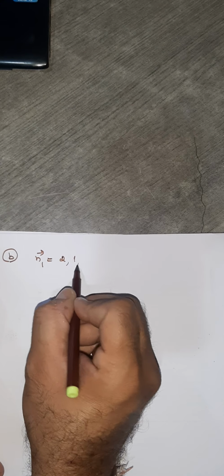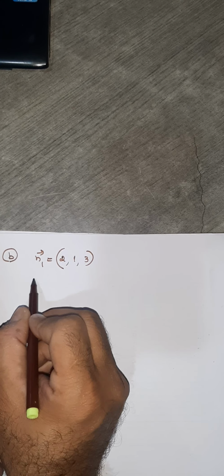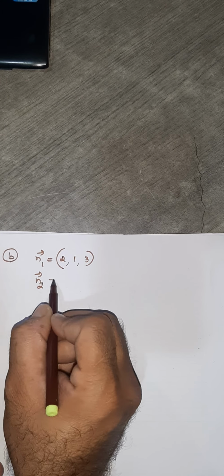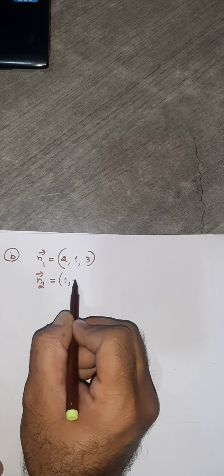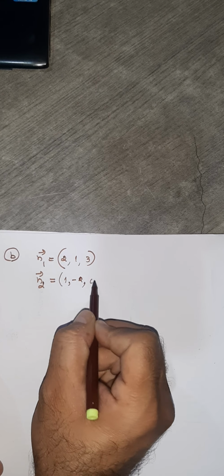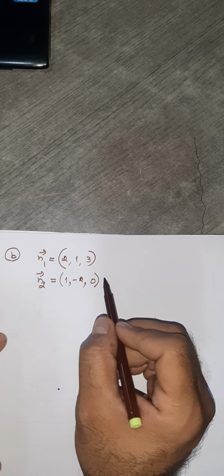Write the normals to the two planes. What's the normal to the first plane here? For the second sub question, the normal to the first plane is given by 2, 1, 3. And the normal to the second plane? What's the normal to the second plane? That is 1, minus 2, z is not there. Remember, it's 0.